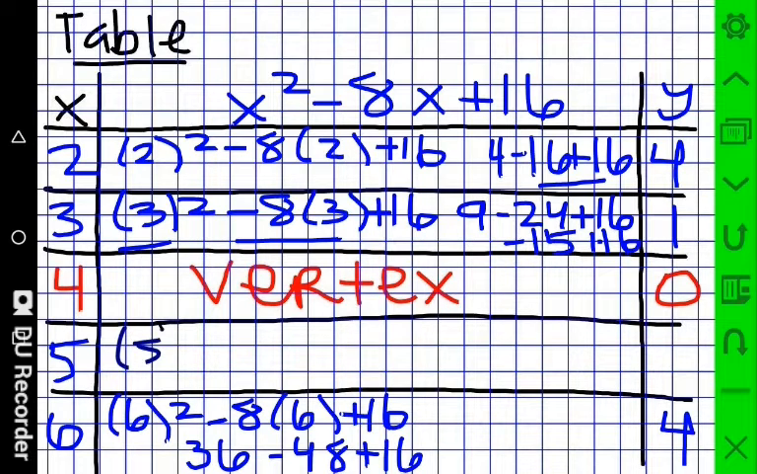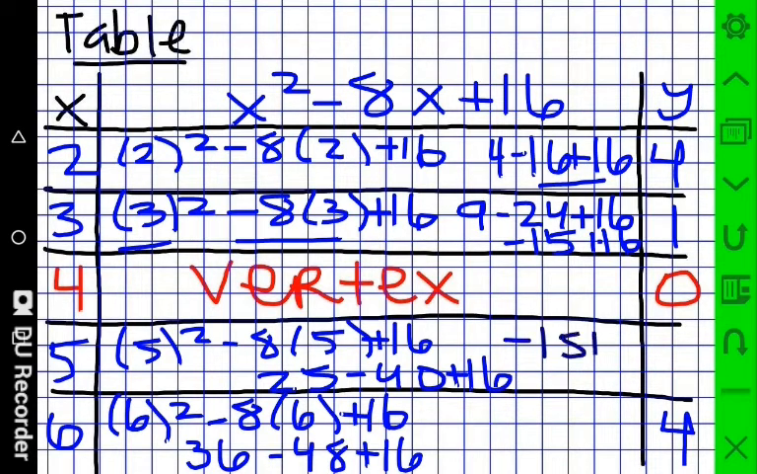And we're going to do the last one here, 5 squared minus 8 times 5 plus 16. We get 25 minus 40 plus 16. We get negative 15 plus 16, which is a 1. Okay, so you can pause that if you want to re-look through my math and see where I got it.